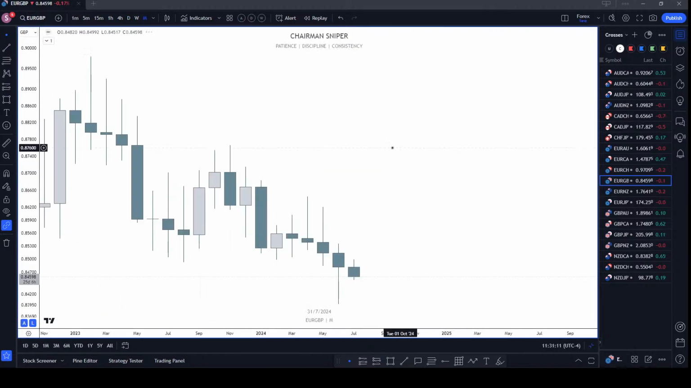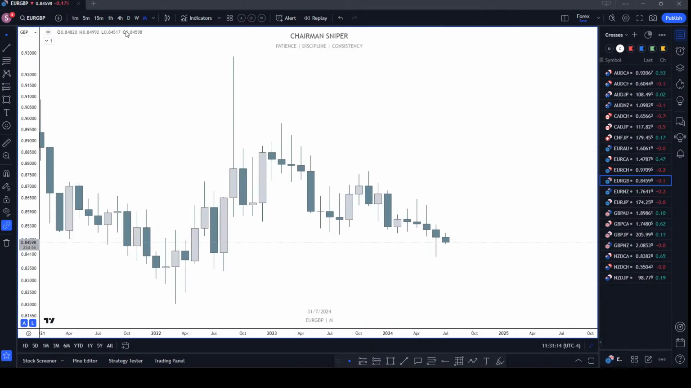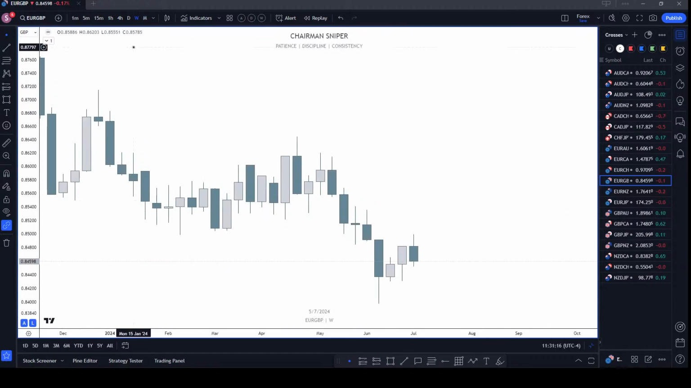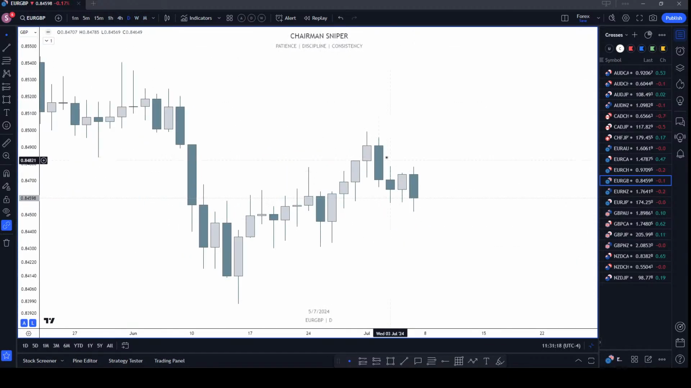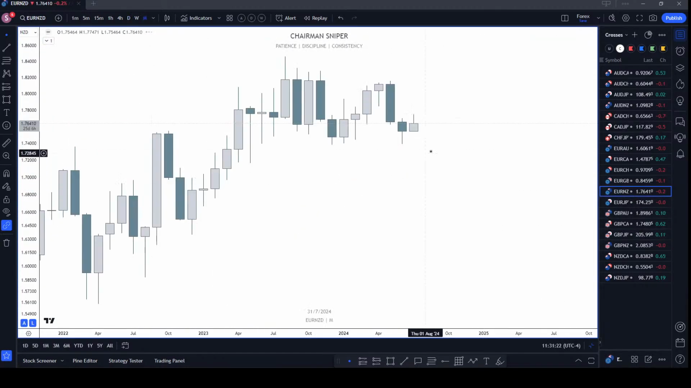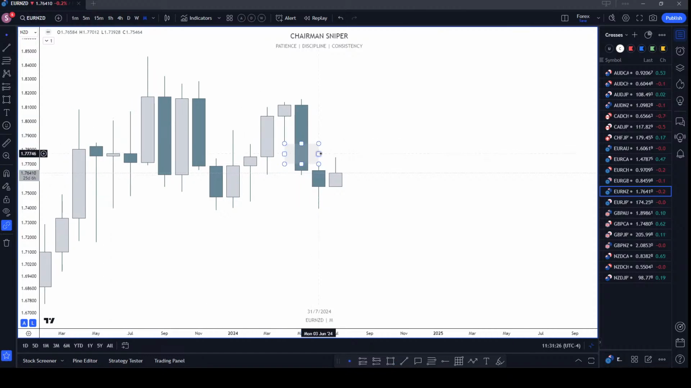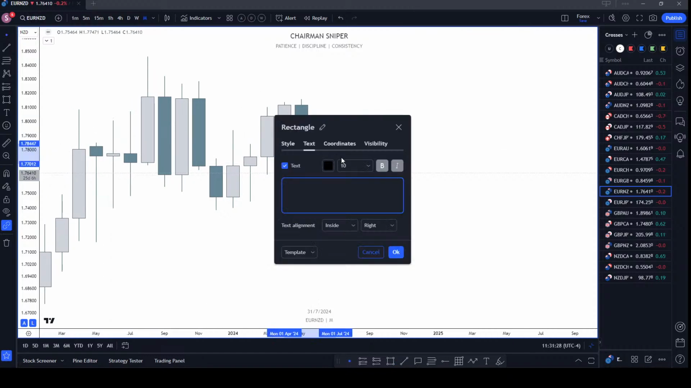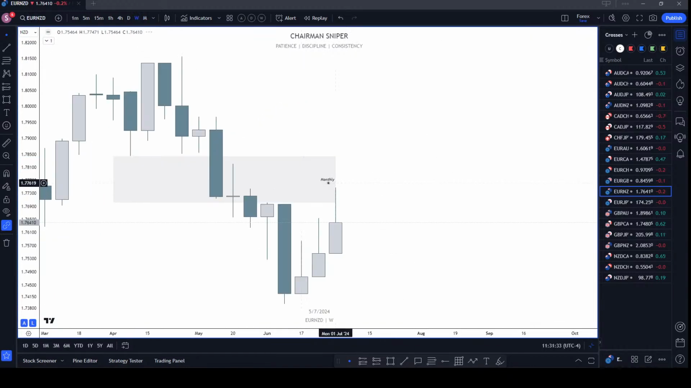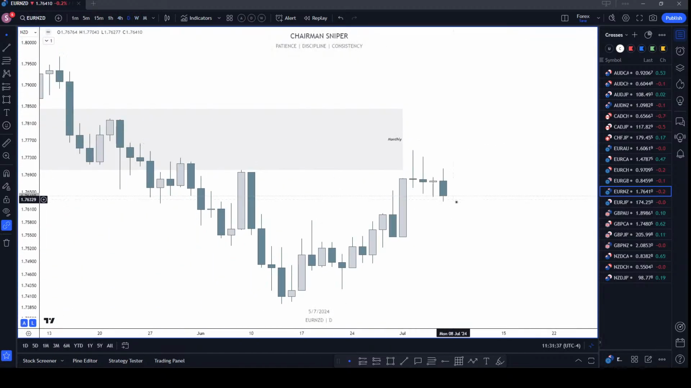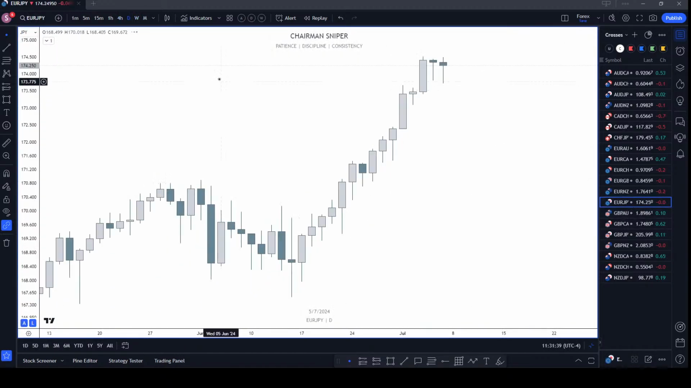EG, looking for higher prices. The weekly, the daily, nothing to really trade on here. EN, we are actually reacting to a fair value gap right now, monthly fair value gap. So we have to keep this in mind. Weekly, nothing to trade. Daily, yeah, nothing to look at on here.